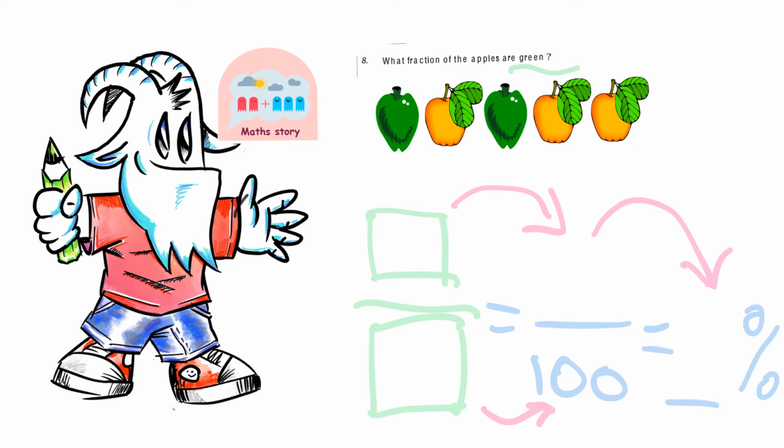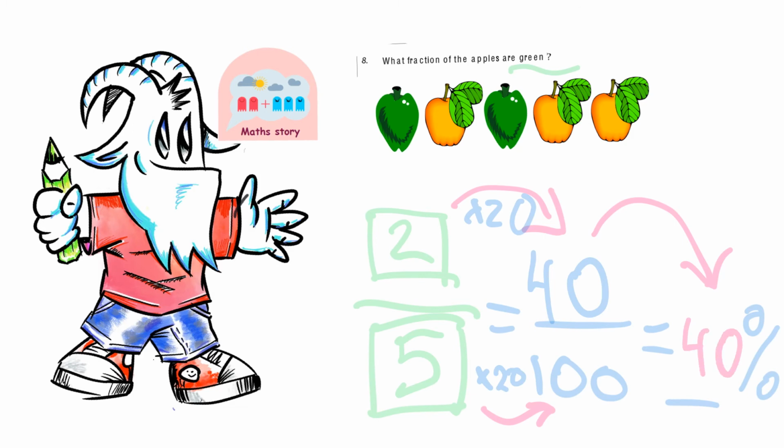Right, so I can clearly see that there's 1, 2, 3, 4, 5 apples altogether. That means that the denominator is 5, and only 2 of them are green. That means that I need to multiply everything by 20, because 5 times 20 gives me 100. 2 times 20 gives me 40, so 40 out of 100. That means that the percentage of the group is 40%. Boom, my work here is done.